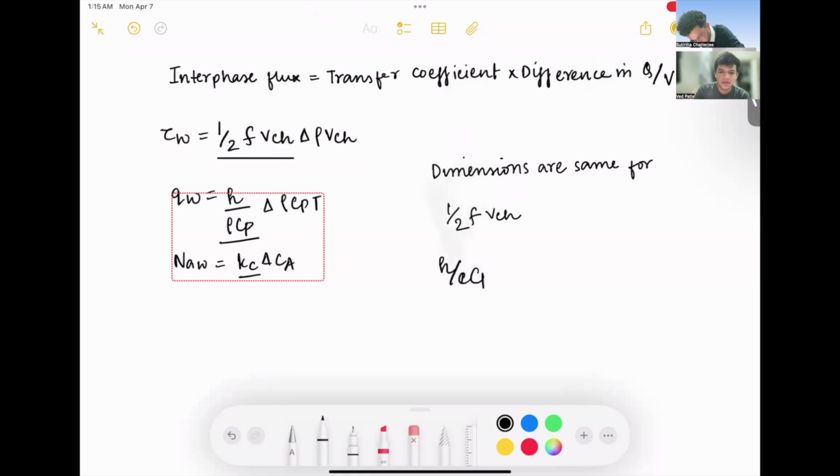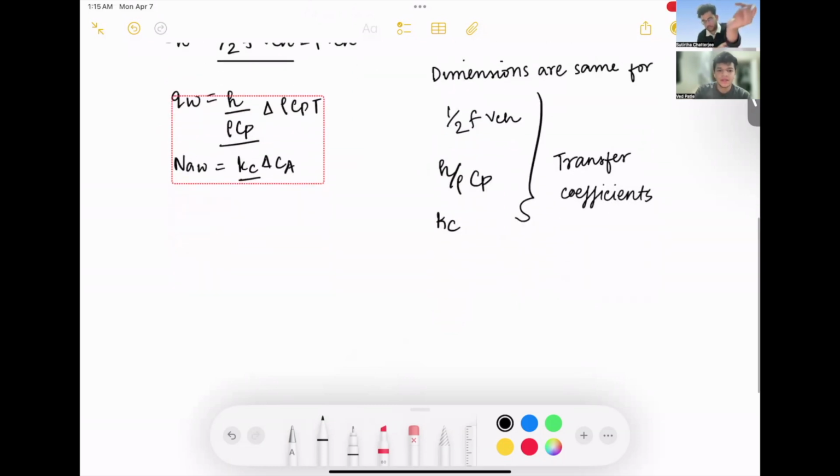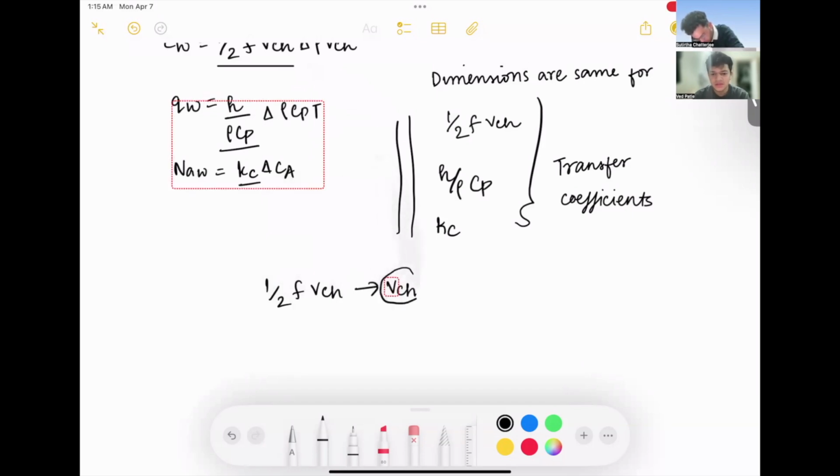We can also notice that the dimensions are the same for half f into VCH, h upon rho Cp and Kc. Now we will write them separately. These are transfer coefficients. And for half f into VCH, we can directly write it as VCH, as half and f are dimensionless.